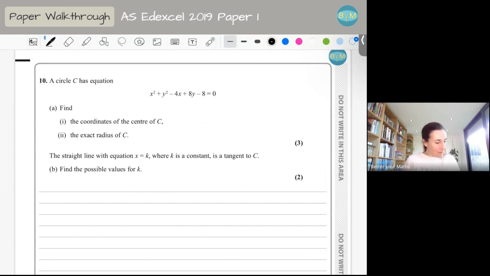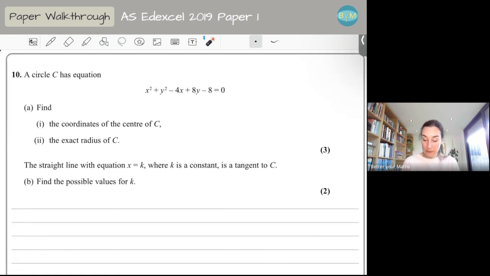I think there are 14, 15. So we are going very well. A circle has this equation. We have to find coordinates of the center, exact radius. That's a very, very typical question. Try to do it with me.